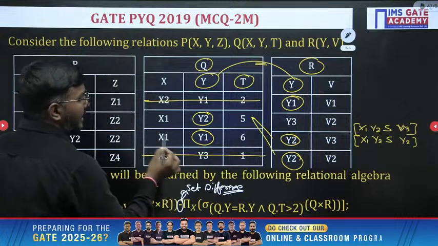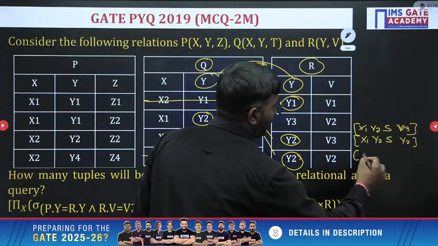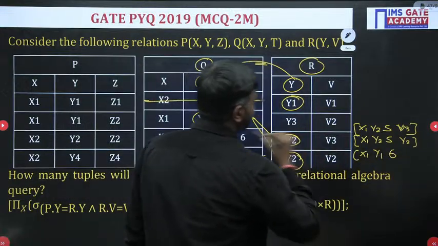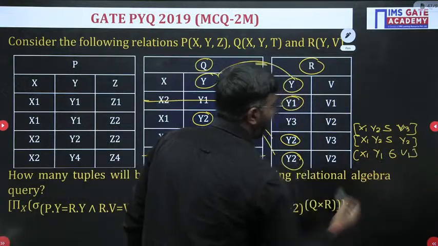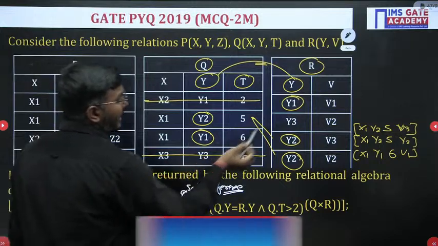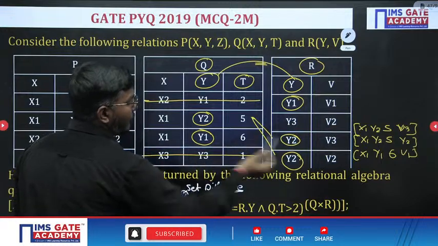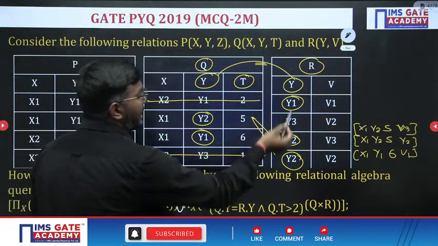Then again it will join here x1, y1. Okay, x1, y1, then 6 and then v1. Fine. Then again see here, for the rest of the records the y value is not matching, y1 not matching means this record won't join with any other records here.